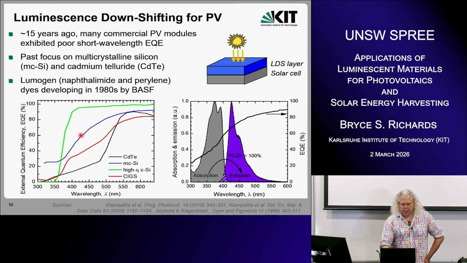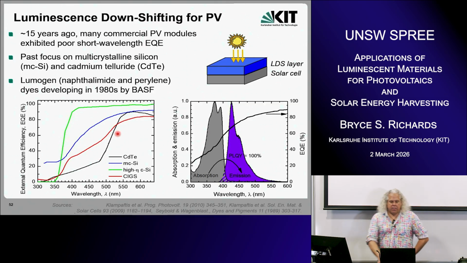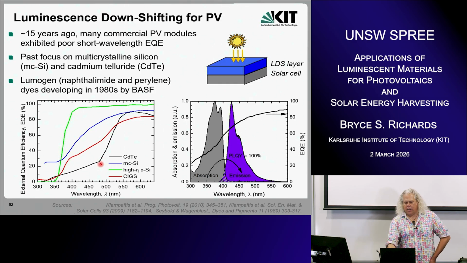Blue is the multicrystalline silicon. Red is a CIGS device that I won't talk about more today, but I will talk quite a bit about this device here shown in black, which is cadmium telluride. And you can see its response is actually miserable up until about nearly into the green. Here you've got a quantum efficiency of 20%.